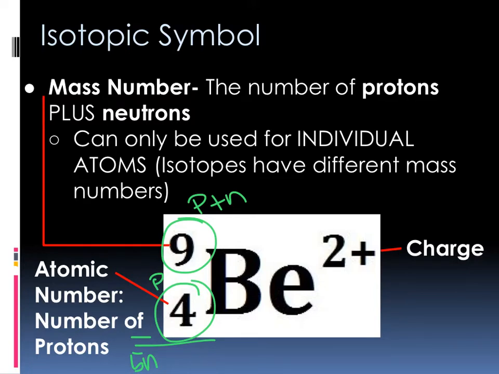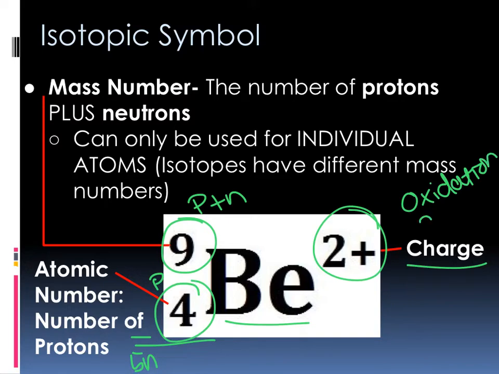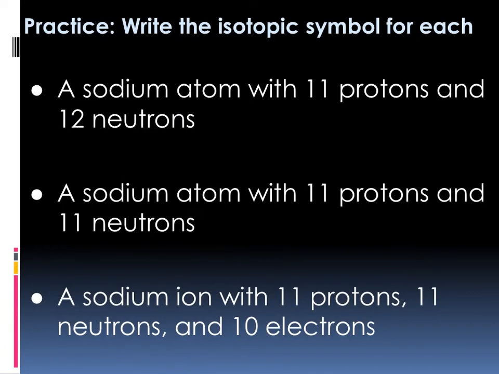Okay, we then have the element symbol right here in the middle, and in the top right corner we put the charge, also known as the oxidation state, which we will talk about soon. So we don't need to know too much about that just yet. We'll get to that in a minute.